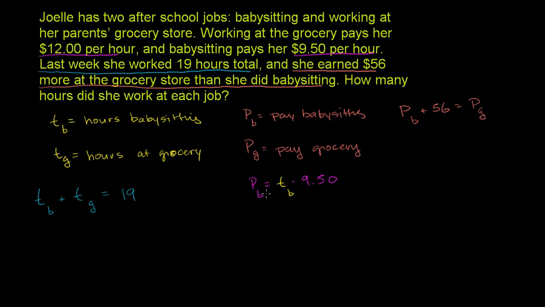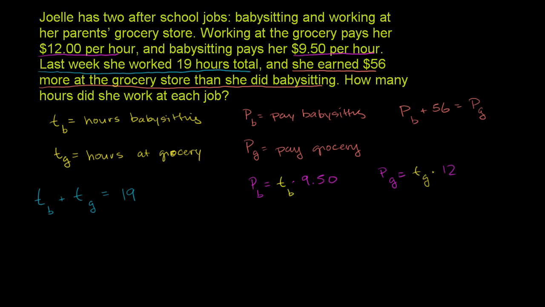And then with the same argument, what's her pay working at the grocery store? Her total pay at the grocery is going to be equal to the time at the grocery times the rate that she gets paid at the grocery, $12 per hour. So times $12 per hour. And this hopefully is intuitive. If I'm making $12 per hour and I work for, I don't know, 3 hours, I'm going to make $36. I would just multiply these two. If I worked 2 hours at $9.50, I'm going to make $19. That's all this is, the total pay.